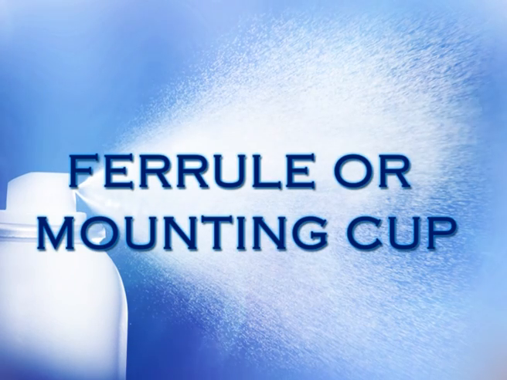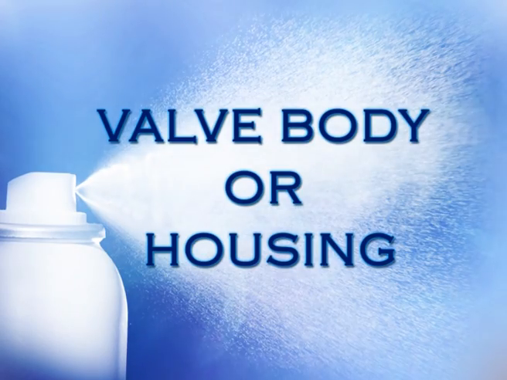The next part is the ferrule or mounting cup. It is used to attach the valve proper to the container. An epoxy or vinyl coating can be added to increase resistance to corrosion. Valve body or housing: it is generally manufactured from nylon or Delrin to connect the dip tube, stem and actuator. Now what is this dip tube? The dip tube is another part that is made from polyethylene or polypropylene.